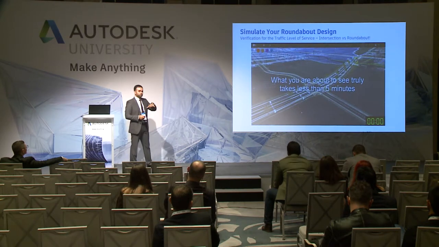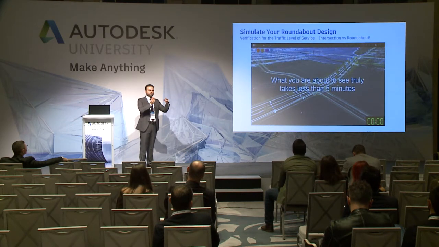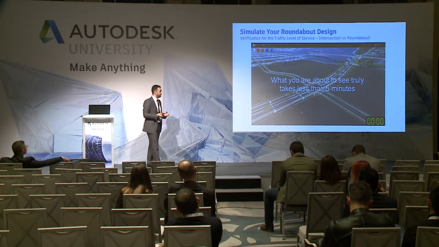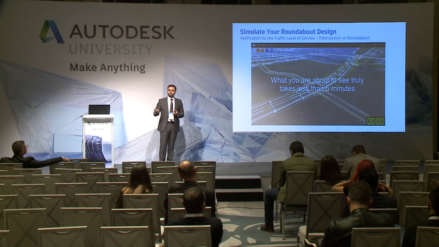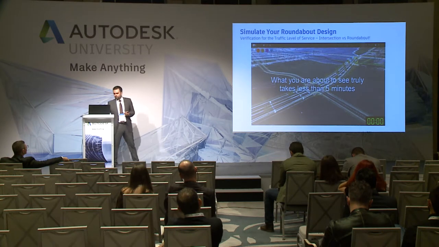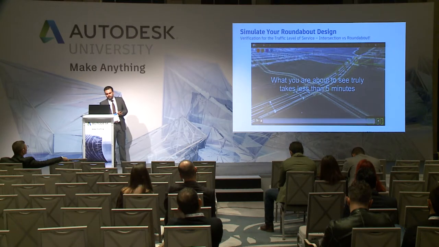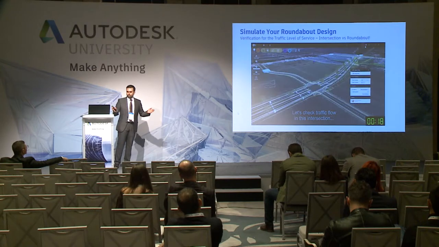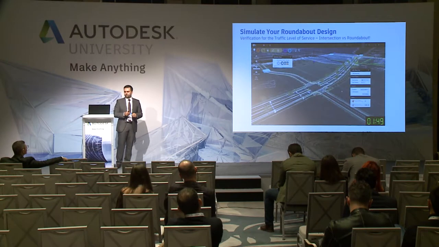Okay, what about, we're done with the conceptual design, we're done with the detailed design in Civil 3D, we're done with visualizing the design in InfraWorks. What if I want to confirm, for example, the performance of that junction, whether a roundabout or an intersection? Why not use the traffic simulation in InfraWorks to do that? This is a very quick video that shows you that you can check the performance of each. So I've sped it up. It should take maybe 5 minutes. It's going to take less than a minute.